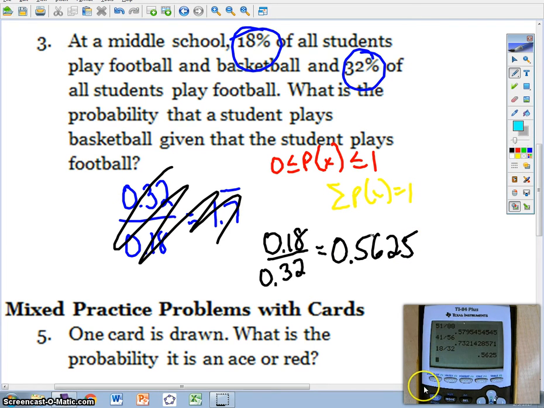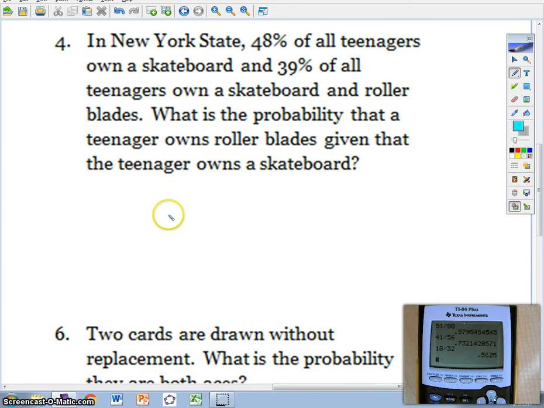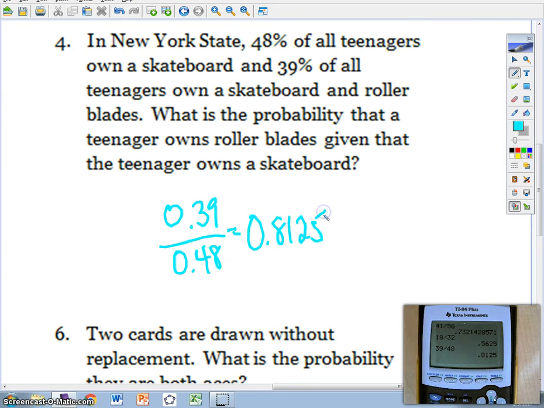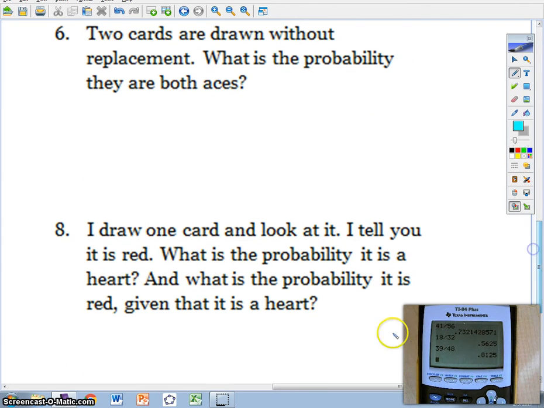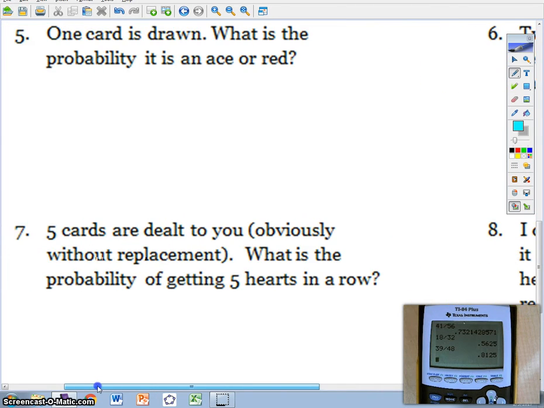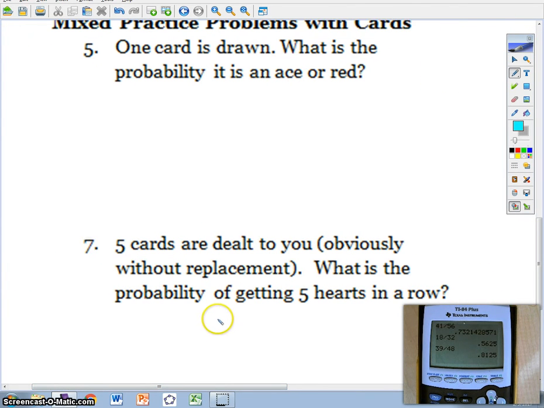Let's change to a nice color for this one. Again, I'm not even going to read it. I am not even going to write notation. I am just going to do what you know that we should be doing and get 0.8125. So again, 81.25%. All right. I zipped through those, and I'm going to take a little more time looking at the little mixed review problems down here at the bottom.